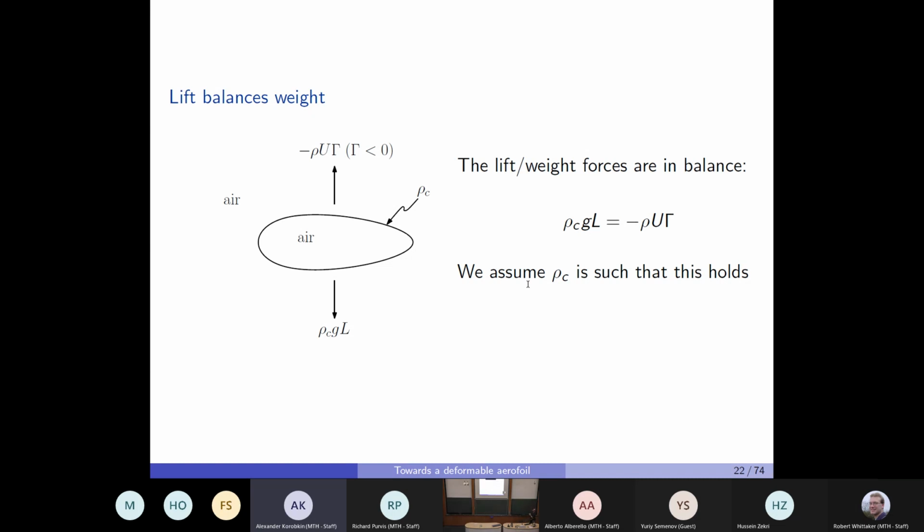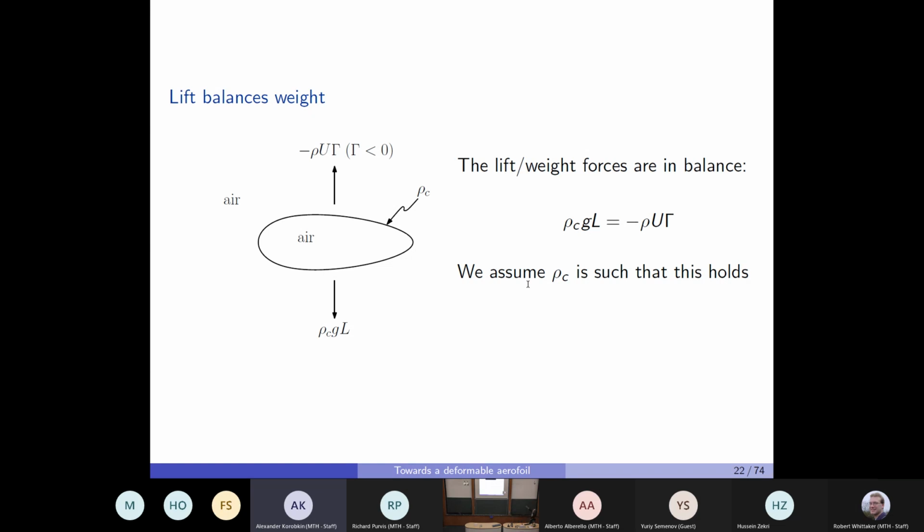Now, in introducing this circulation for the relevant calculations, I'm going to assume that we've got an aerofoil or an elastic cell that's cruising at a constant altitude in some equilibrium, where any lift that's induced on the aerofoil is perfectly balanced by the weight.